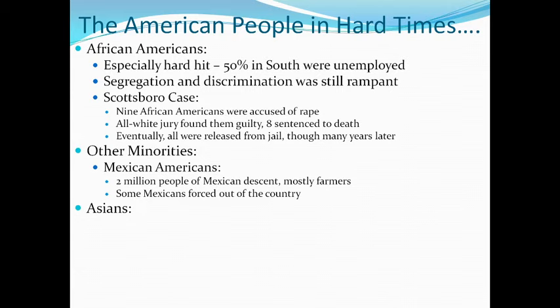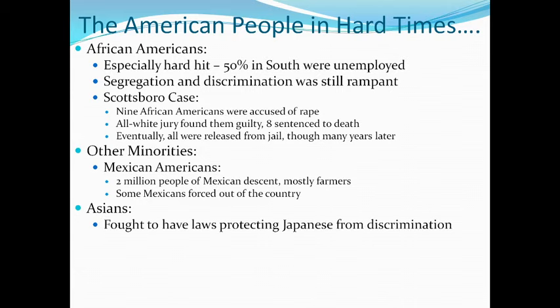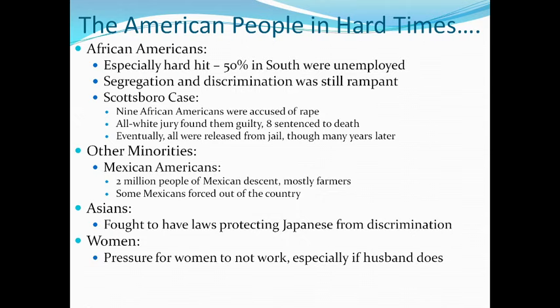And we have Asians, who were still being discriminated against. It's mostly the Japanese. They fought to have laws protecting the Japanese from discrimination. We talked about this last time, how the Japanese were being segregated by San Francisco. And we also have women. There was a pressure for women to not work, especially if they were married and had a working husband.